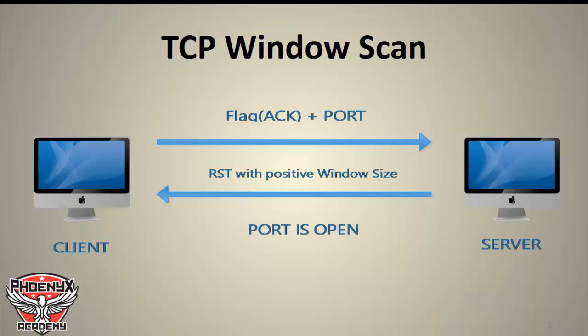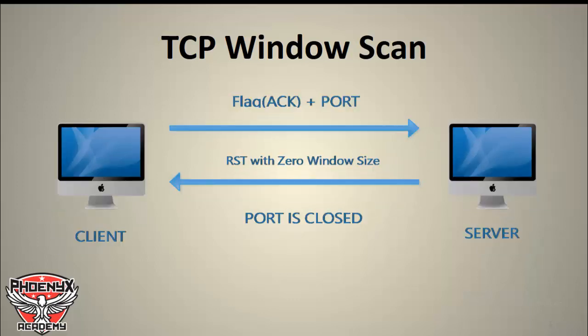Alright, now the next type of scan is the window scan. In the window scan, if the client wishes to communicate with a server, we send a packet with an ACK flag over a particular port. If it receives a packet as a response with a positive window size, then we can say that particular port is open. However, if the response happens to be a packet with a reset flag and a zero window size, then we say the port is closed.